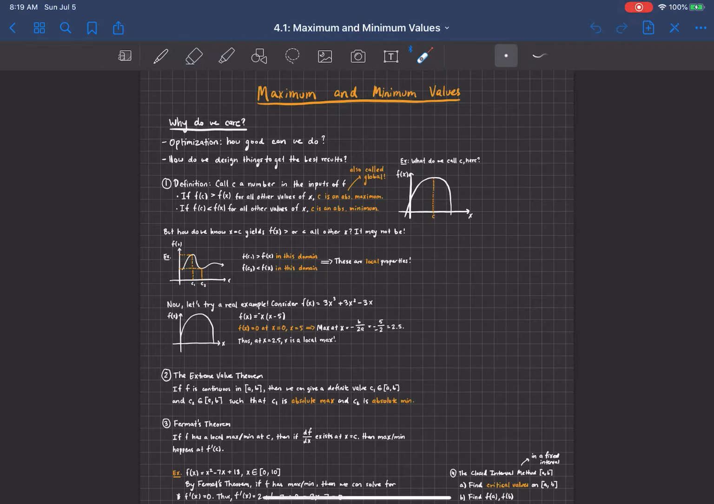So 4.1 is focused on maximum and minimum values. We've earlier covered the topic of differentiation and understanding how derivatives work. Now we're going to go on to use these derivatives.